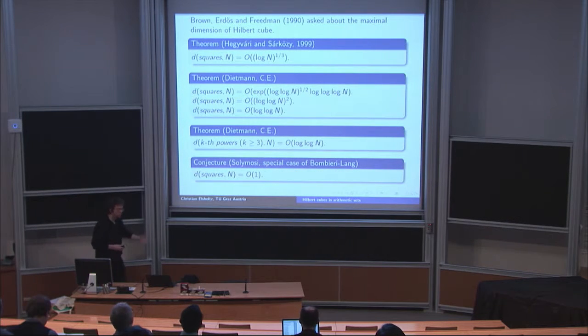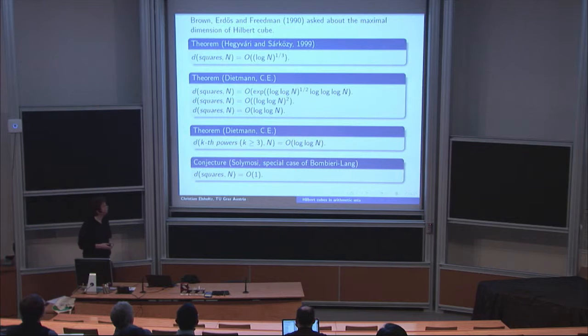So now let's come to Hilbert cubes. So we just studied sum sets A plus B, and now we study iterated sum sets. But now the individual sets just have two elements. So we come to Hilbert cubes. The question, what about Hilbert cubes and squares, goes back to Brown, Erdős, and Freedman, but just as a question, not as a conjecture or whatever. They just asked, does it tend to infinity, or is it finite, or whatever?